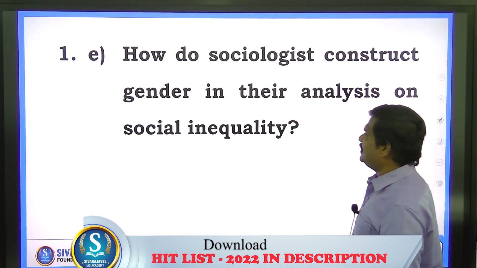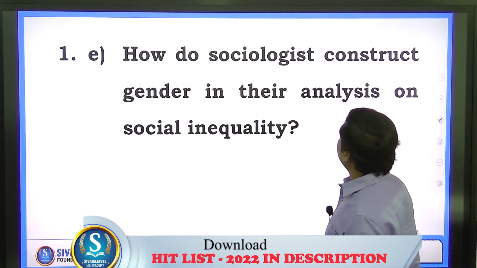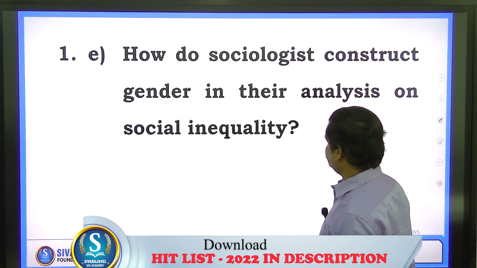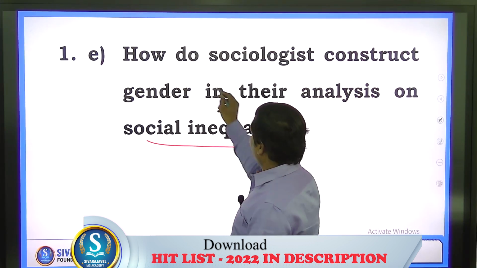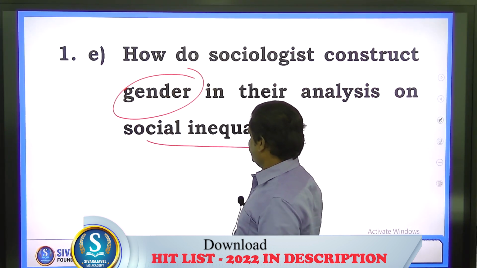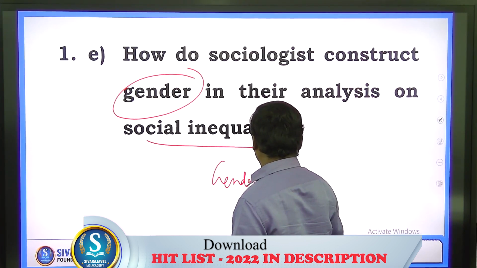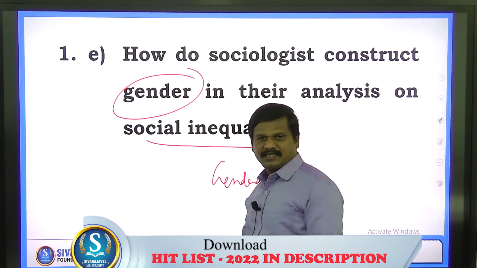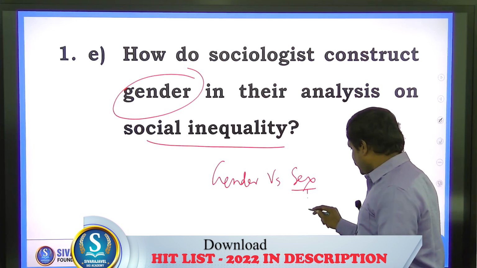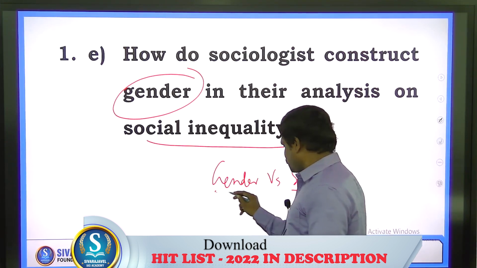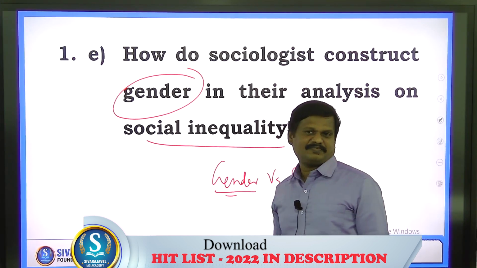Now come to the E question of the first question. How do sociologists construct gender in their analysis of social inequality? Gender. In the introduction, write how sex is different from gender. Sex is a biological construct, whereas gender is a socio-cultural construct.